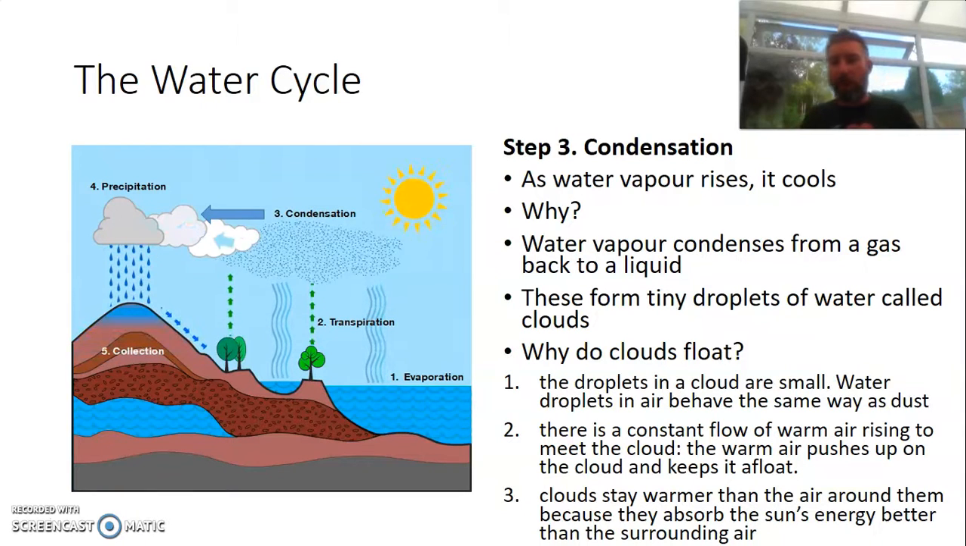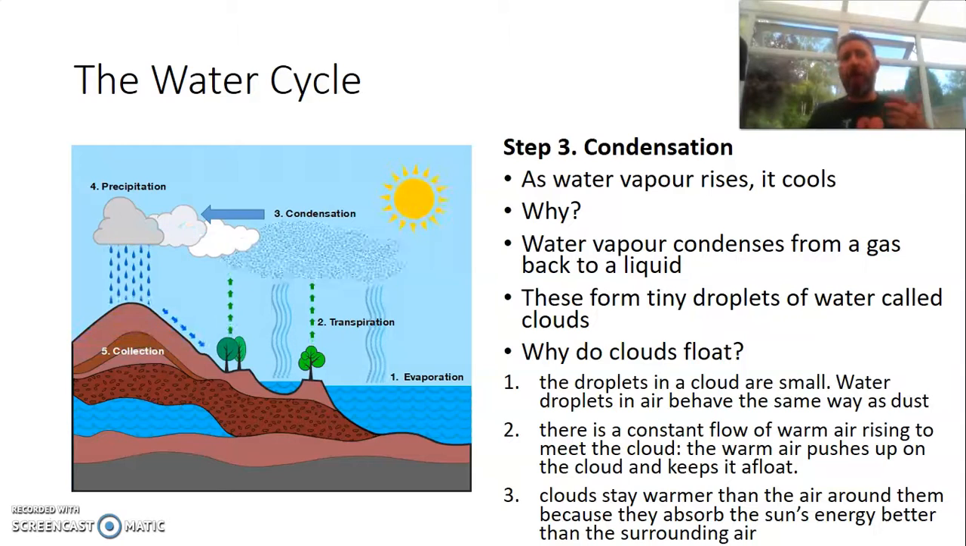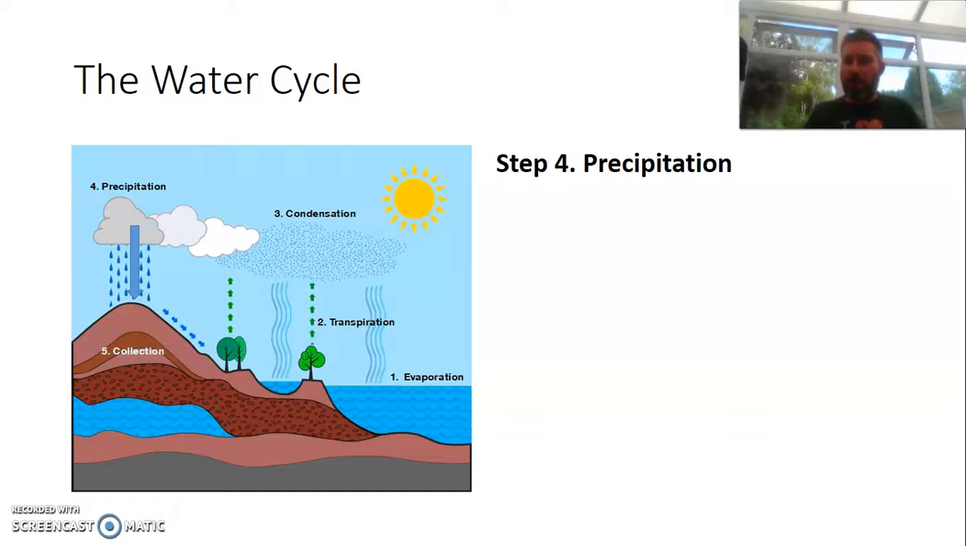So we've got evaporation and transpiration, which chucks water vapour into the atmosphere. Then you've got condensation, as that water vapour turns back into a liquid. That makes clouds. Then we have stage 4.